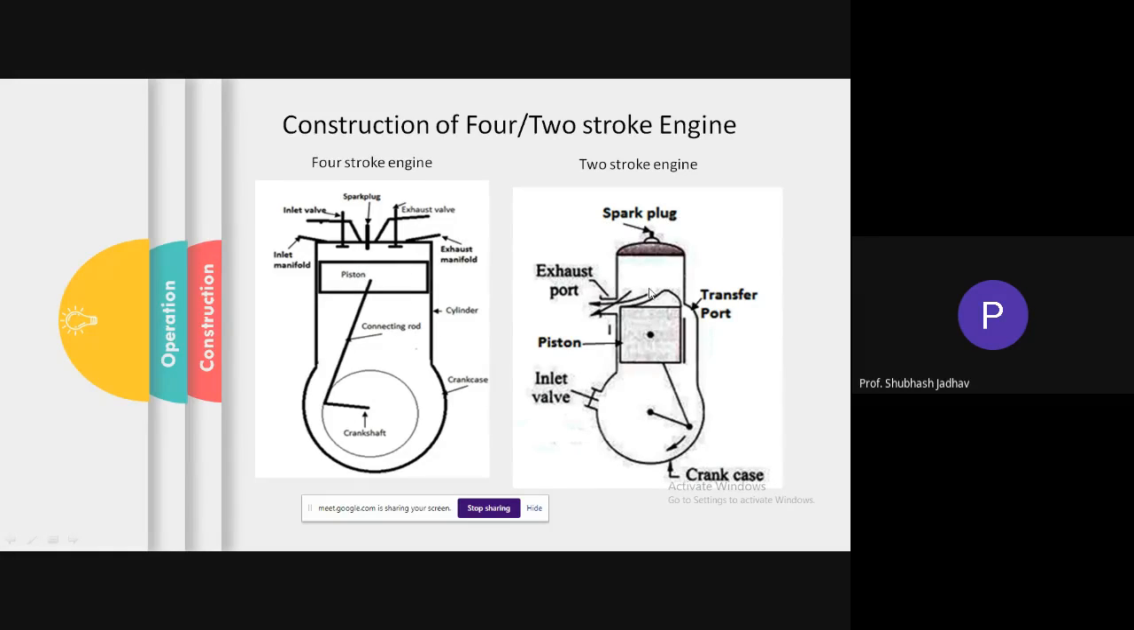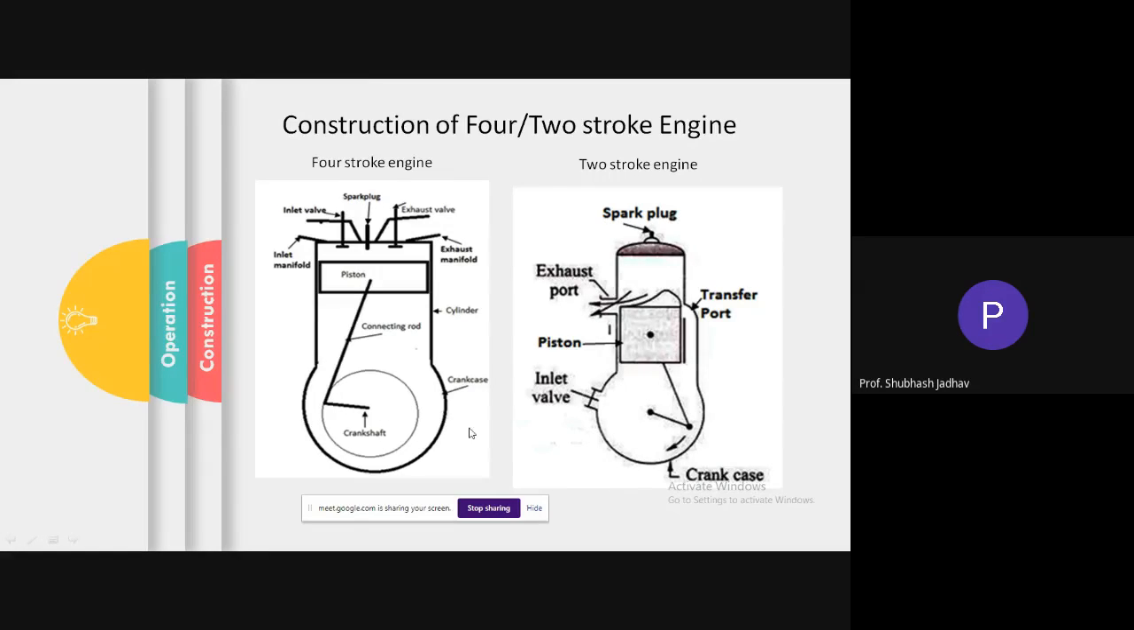Unlike here, in a two-stroke engine, as the name indicates, there are 2 strokes. The piston will be moving from TDC to BDC first to make the gases flow out and the new charge come in, and then compress, and at the end there will be a power stroke. So there are only 2 strokes of the piston, and during the 2 strokes the crankshaft is rotating once. Here during the 4 strokes, the crankshaft is rotating twice to complete 1 cycle.